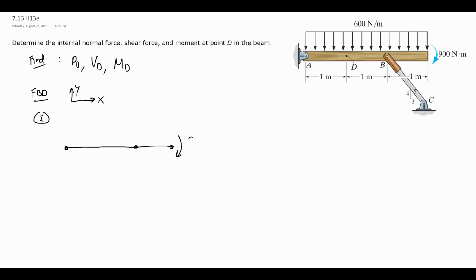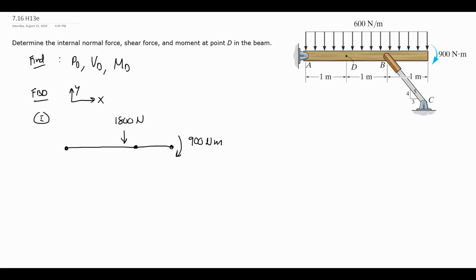We're going to copy exactly this 900 Newton meter couple at the end. And applied is also this distributed load at 600 newtons per meter of intensity over the 3 meters of the beam. So it's a rectangular or uniformly distributed load, 600 newtons per meter, times the 3 meters it's acting on this beam is going to give us 1800 newtons as the equivalent load.